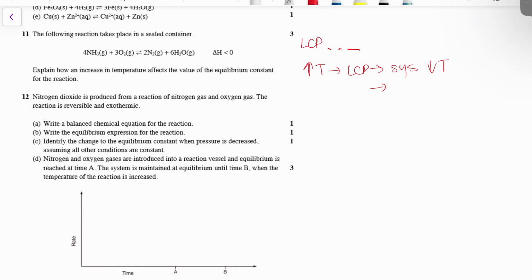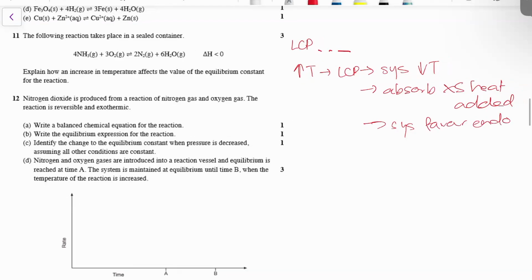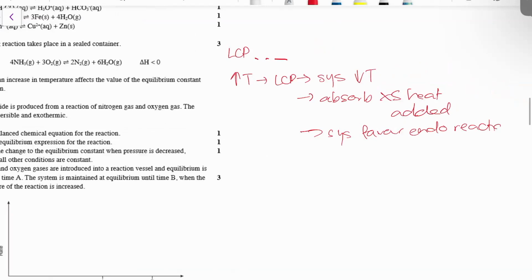Absorb the heat. Yeah, we're trying to absorb the excess heat added. Which reaction does that? Does the endothermic reaction do that or does the exo? The endo. So the system will favor the endo reaction that does this, which is why the question had to give you the enthalpy.